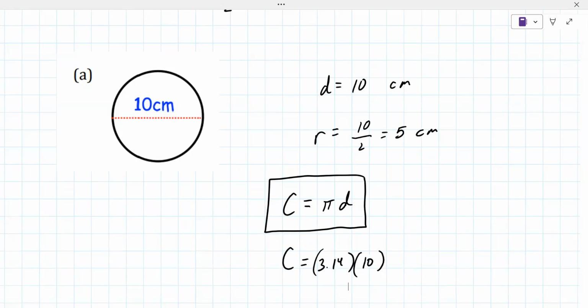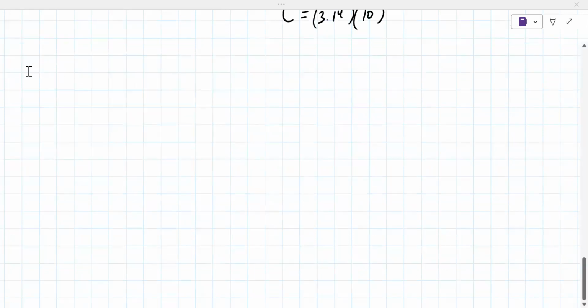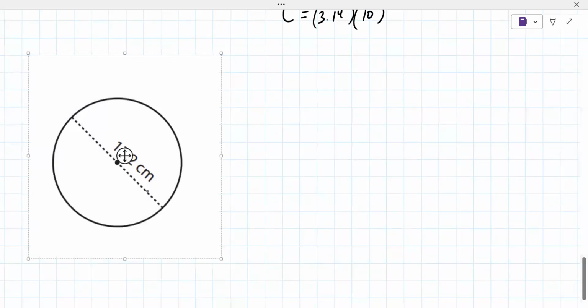So let me put a problem in front of you here. And these are definitely calculator problems. There's 3 things I want you to find in this: the diameter, the radius, and the circumference, please.